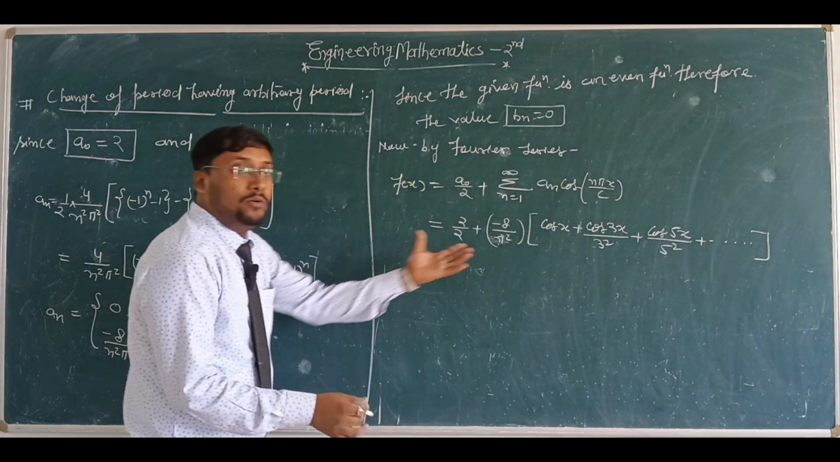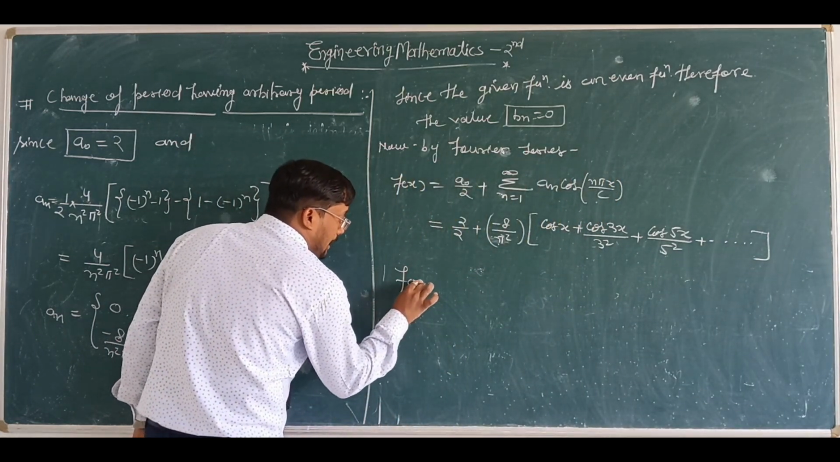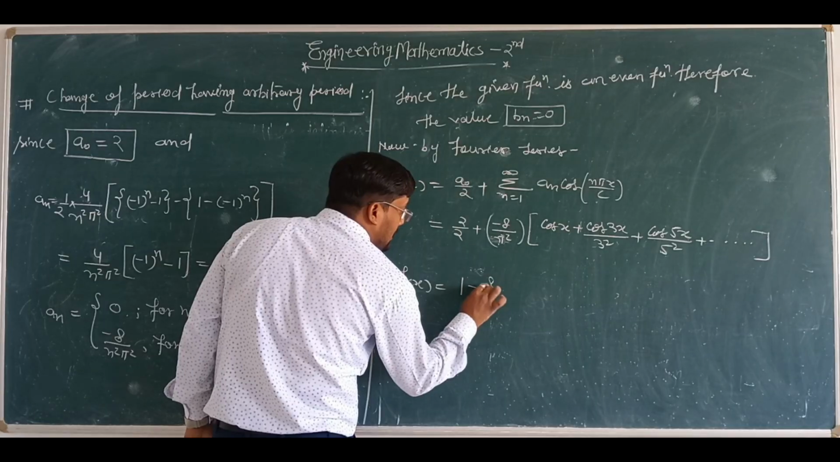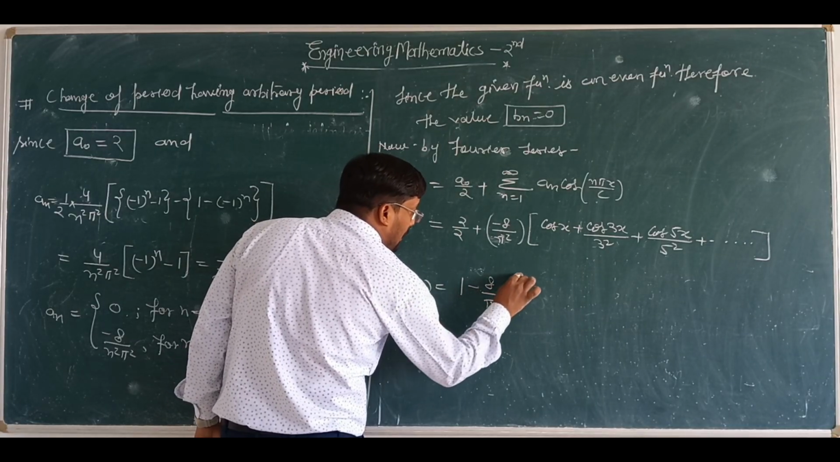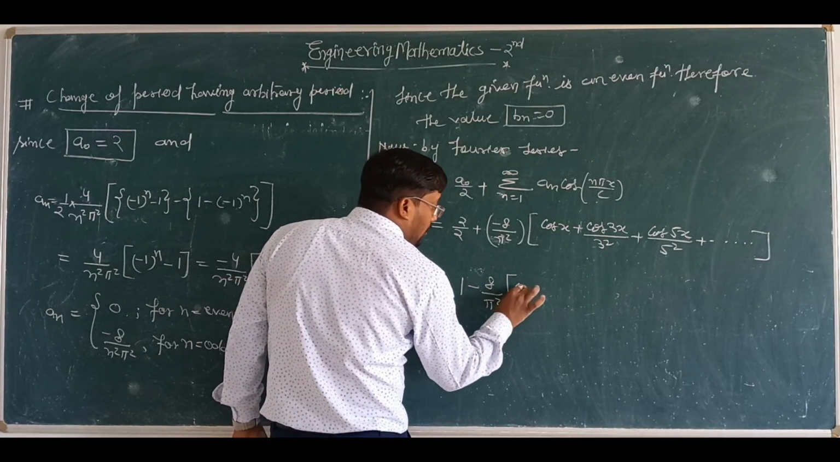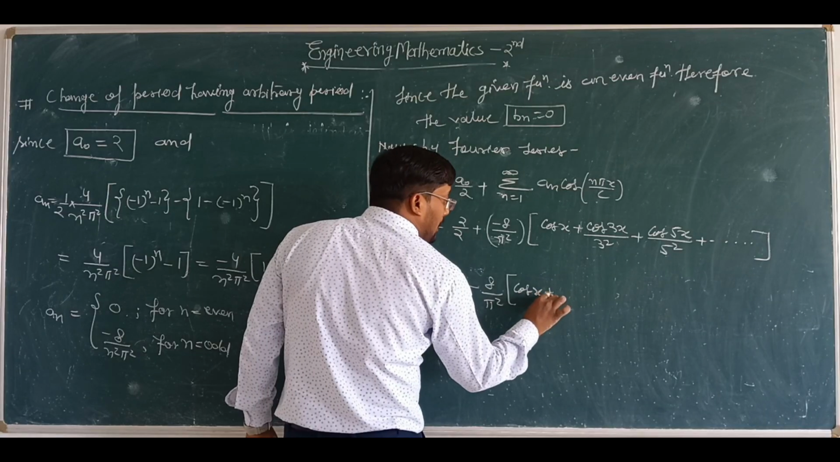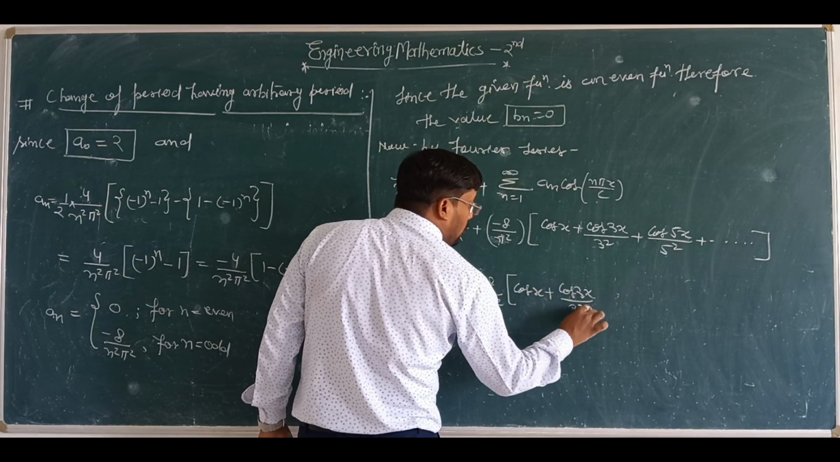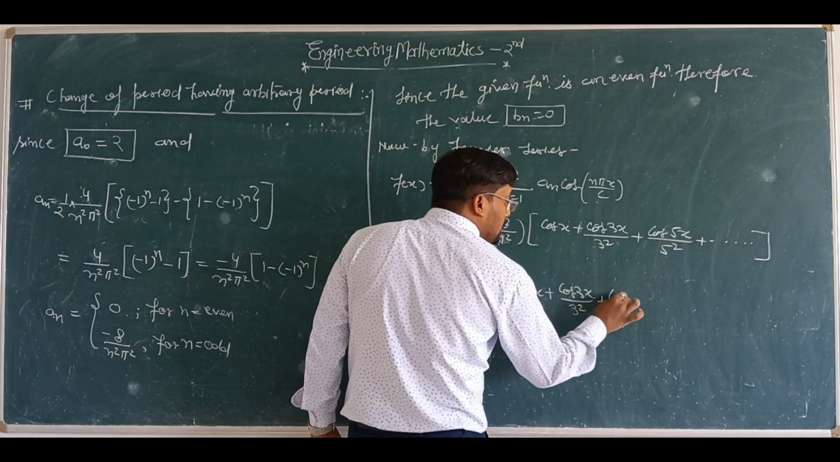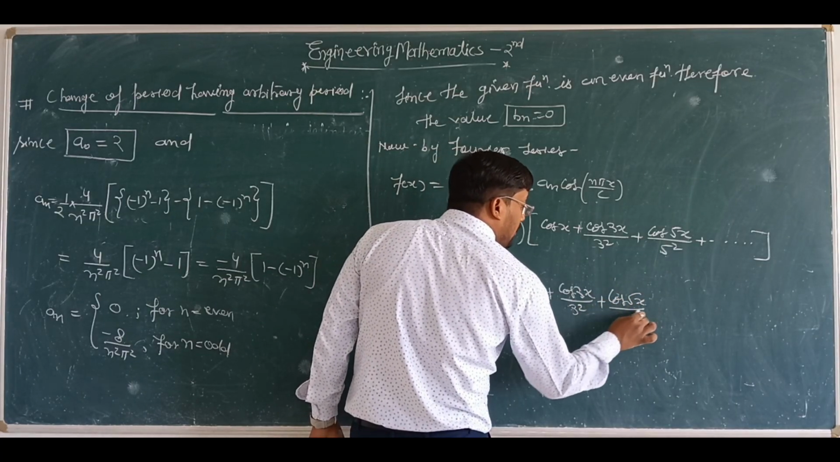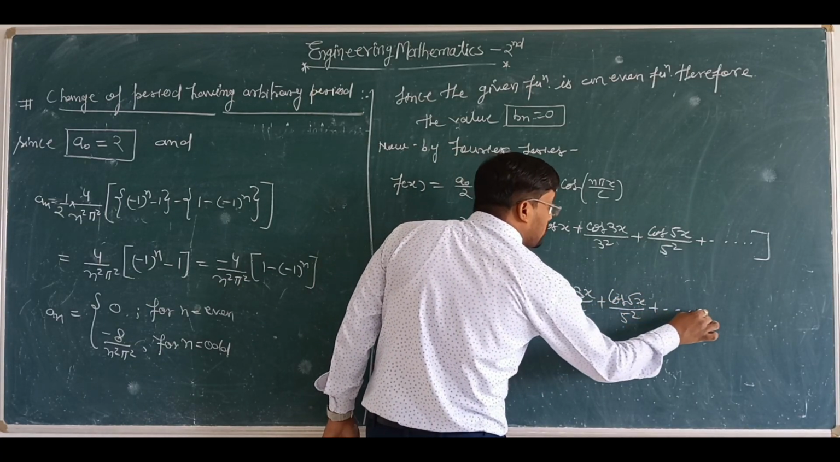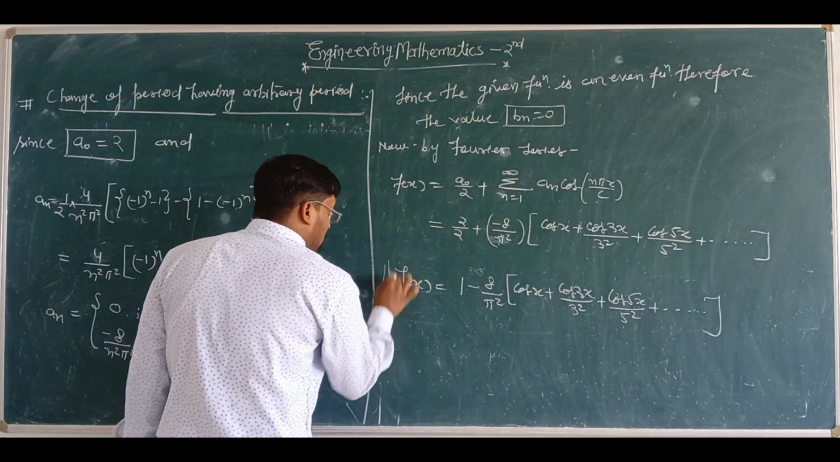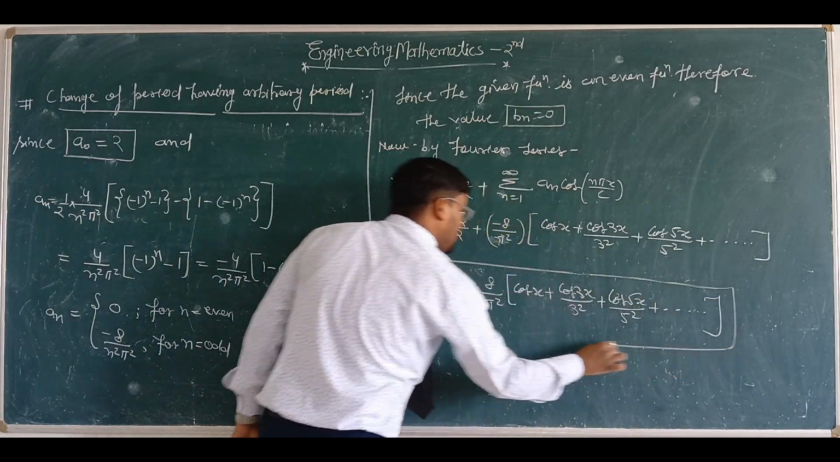Now you can write fx is equal to 1 minus 8 upon pi bracket cos x plus cos 3x upon 3 to the power 2 plus cos 5x upon 5 to the power 2 and so on. This is your answer.